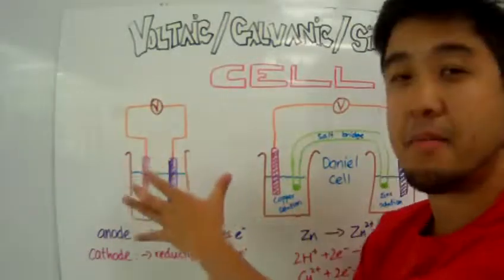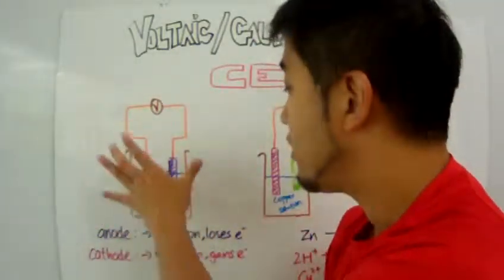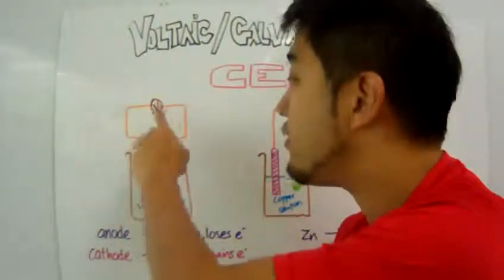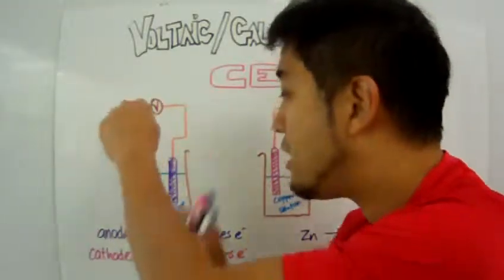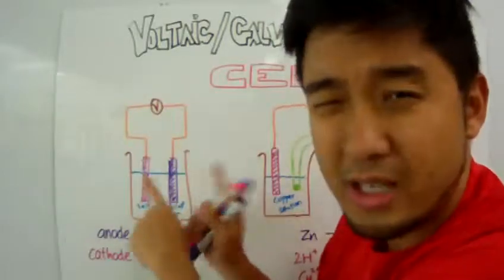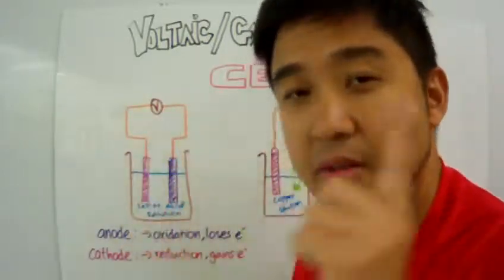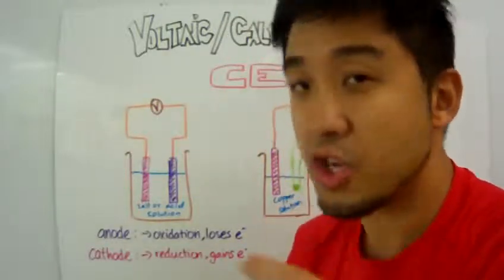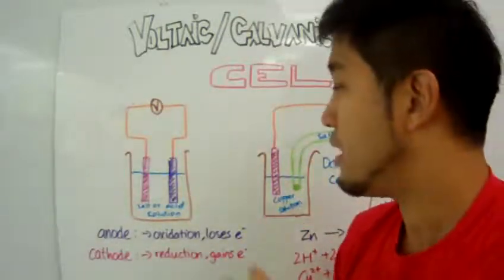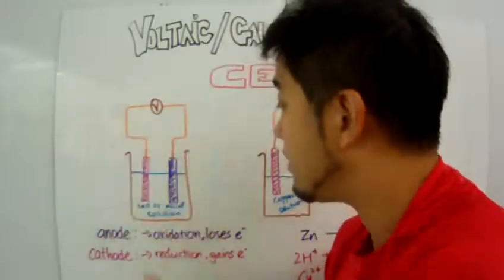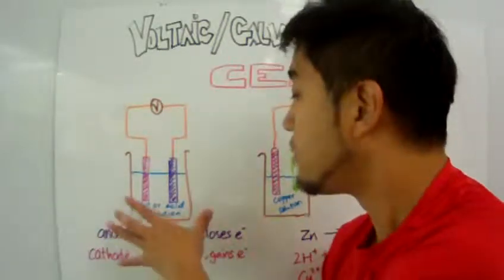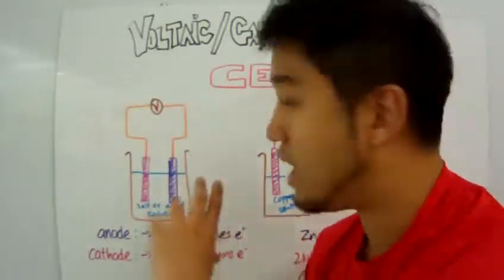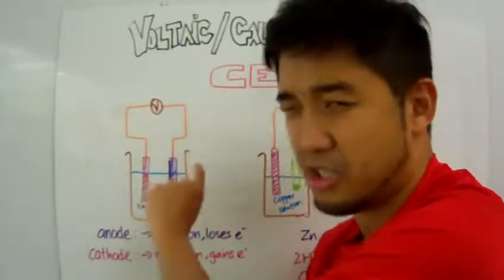So here we have a setup where you have a beaker with a salt or acid solution, and you have a voltmeter connected by wires, and the wires end up in two electrodes. These two electrodes, very important, must be reactive metals. What is going to happen is that one of the metals is more reactive than the other metal. And these are electrodes.